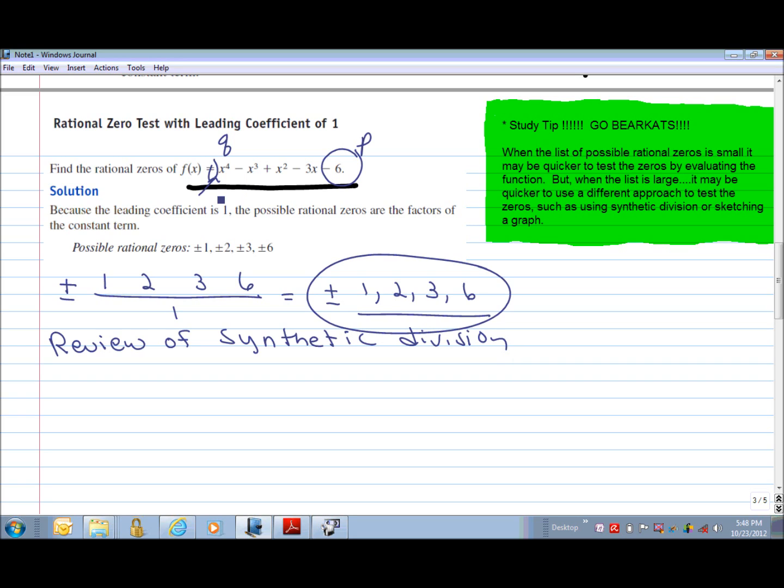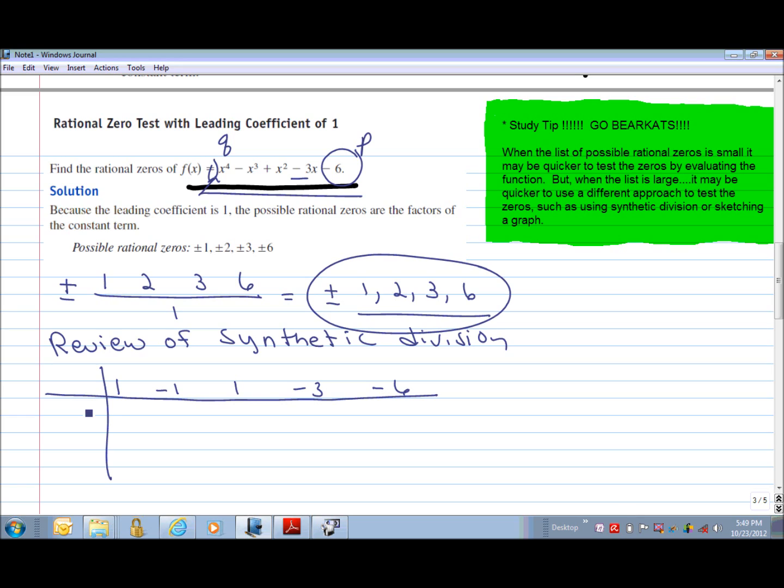And since we have this in standard form already and everything's in order, we'll take all the coefficients in front of the terms to set up our synthetic division. So we would have a 1, a negative 1, a 1, a negative 3, and of course last a negative 6. And we would do synthetic division. This is just a review for us.